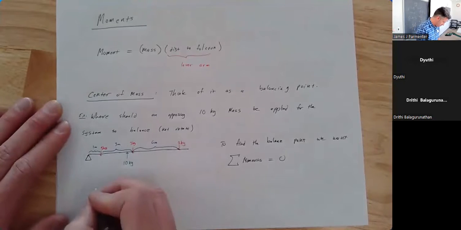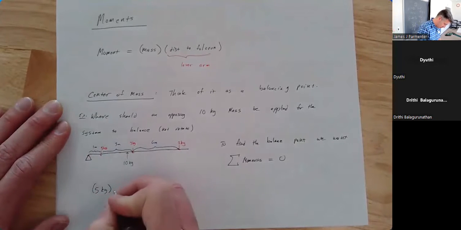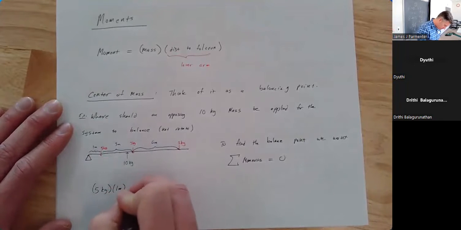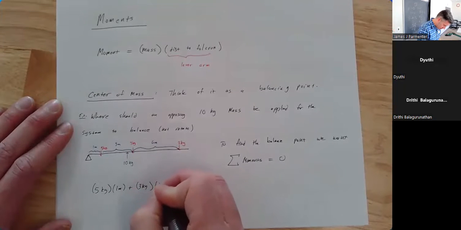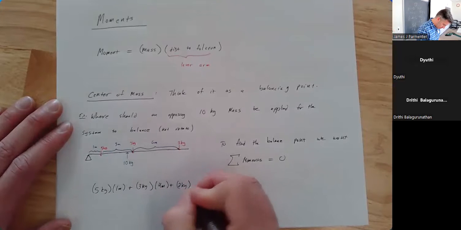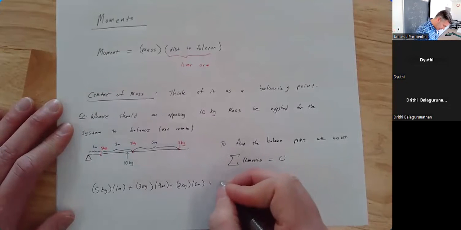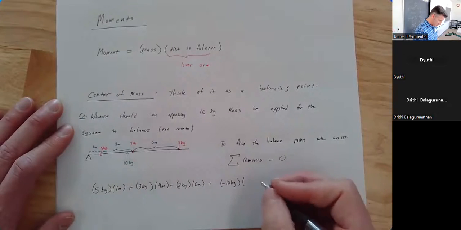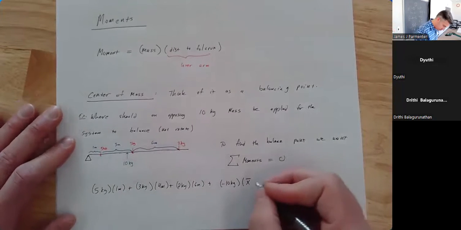So I'm going to say that my moment here is going to be 5 kilograms times 1 meter, plus 3 kilograms times 4 meters, plus 2 kilograms times 6 meters, plus negative 10 kilograms times however far this is, which is what I'm trying to actually find, which we typically call X bar.